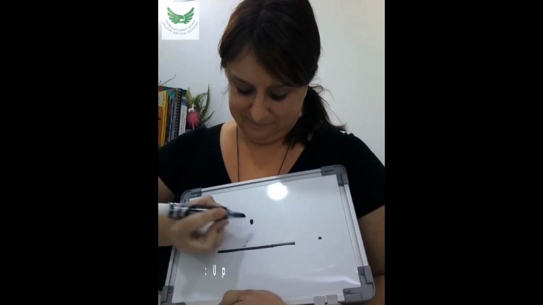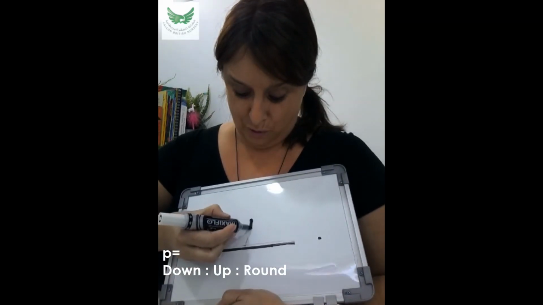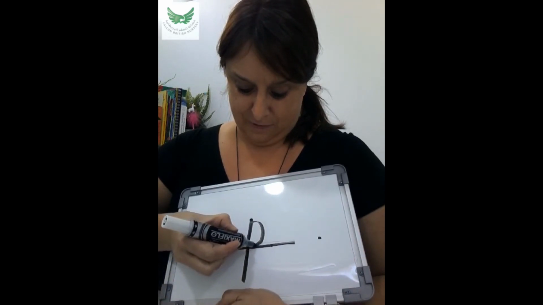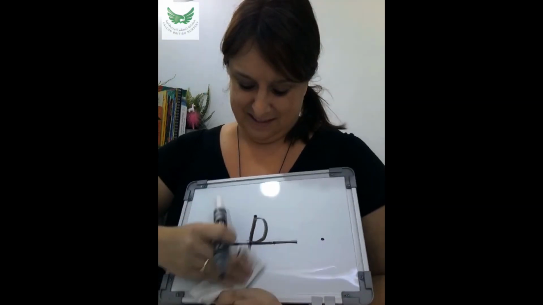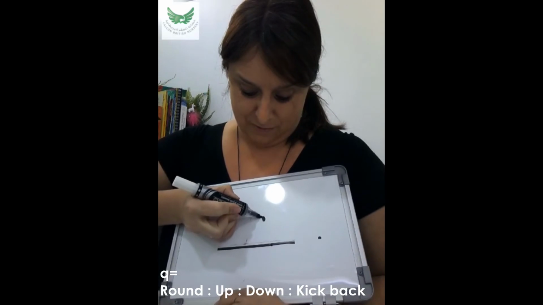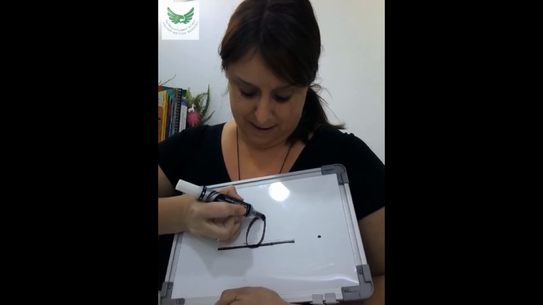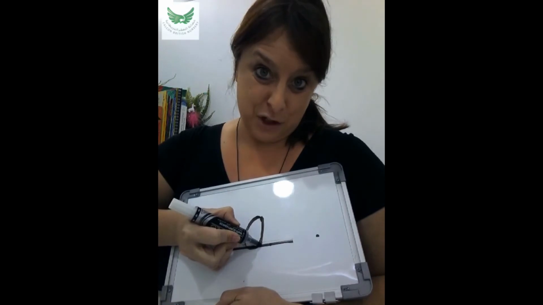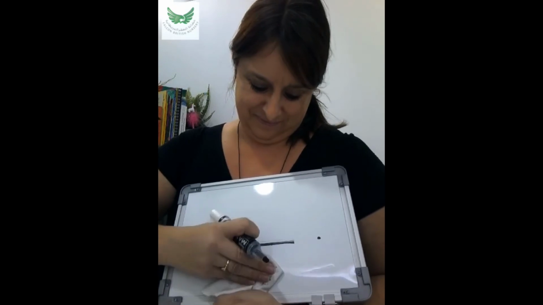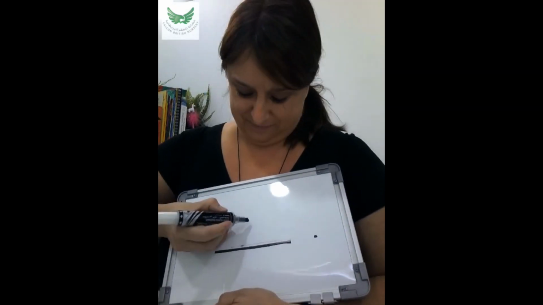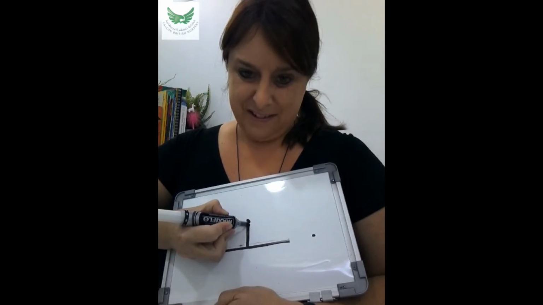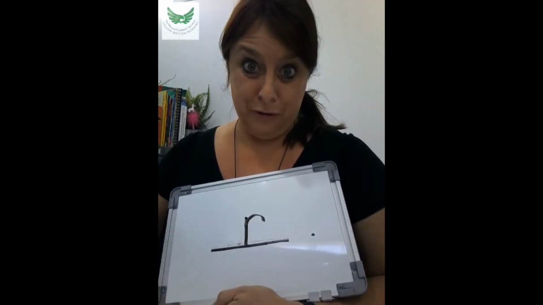P, starting with a straight line all the way through, coming back up, and then forward round. Q, exactly the same as A, round, up, down, but instead of stopping on the line, you're going to go down and you have a kickback. R, starting dot, going down, up, and a little roof.